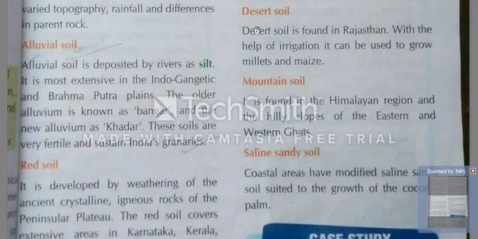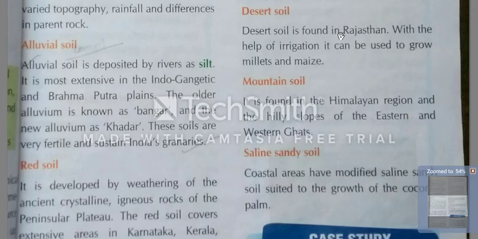Now we will see desert soil. What is desert soil? Let's see. Desert soil is found in Rajasthan. With the help of irrigation, it can be used to grow millets and maize. Desert soil is found in Rajasthan. Here you can see in Rajasthan, in the desert area, cultivation is possible. Cropping is possible with the help of irrigation.